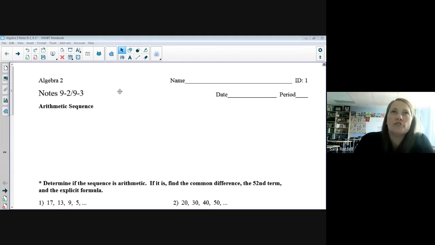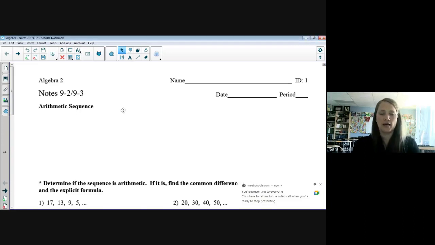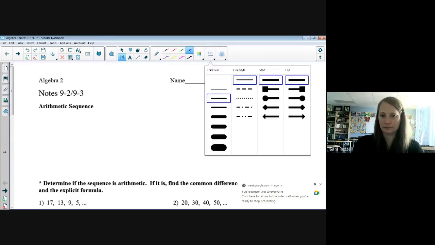So in 9.2 and 9.3, we are going to do arithmetic sequences and geometric. It is pronounced arithmetic, even though it looks like arithmetic, because it's an adjective. It sounds different. I don't know. I didn't make up the English language. That's just how it goes. So if you're wondering why I'm saying that.